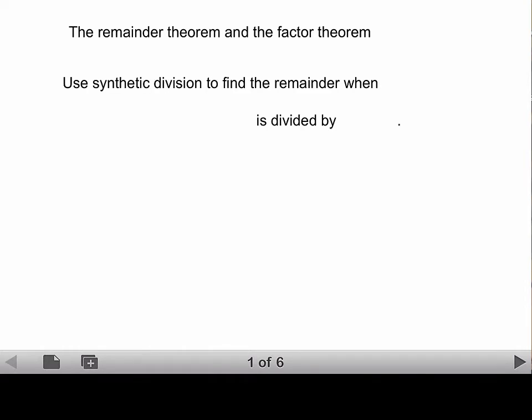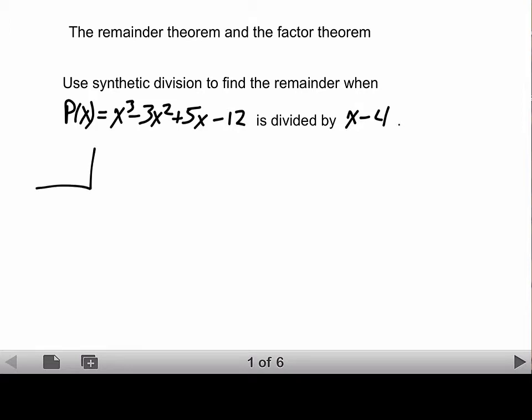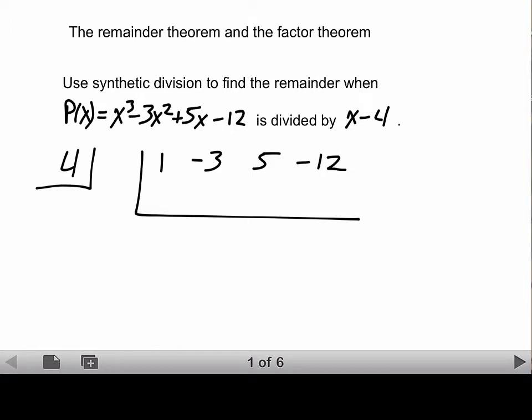Use synthetic division to find the remainder when the polynomial p of x equals x cubed minus 3x squared plus 5x minus 12 is divided by x minus 4. If you remember your synthetic division, then you know that 4 is going to go into the penalty box because I have a divisor of the form x minus c, and the polynomial is in descending order, not missing any exponents. So I'm going to put the coefficients 1, negative 3, 5, negative 12 into our synthetic division box. And the first number comes straight down, and then we multiply and add.